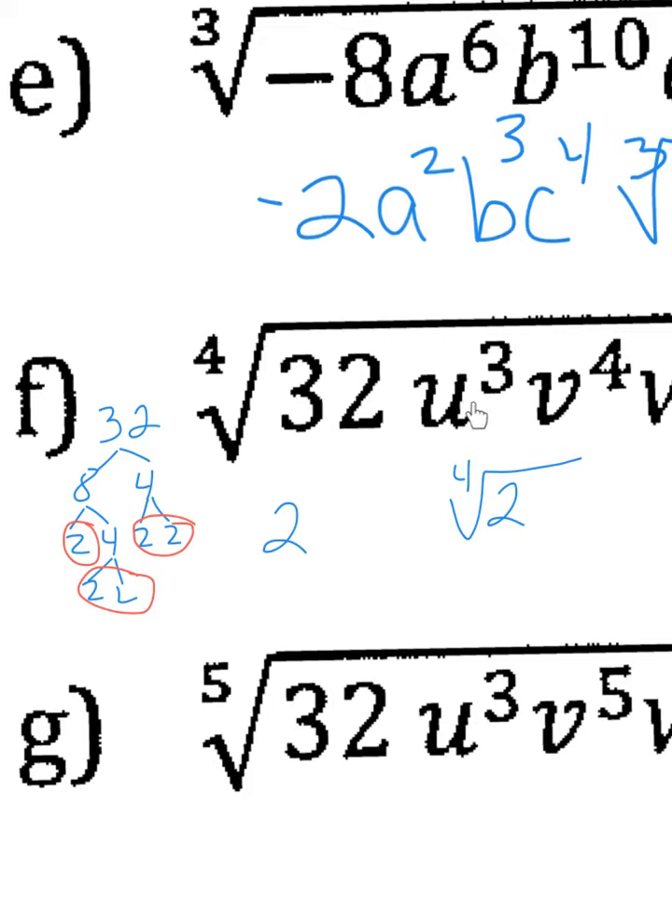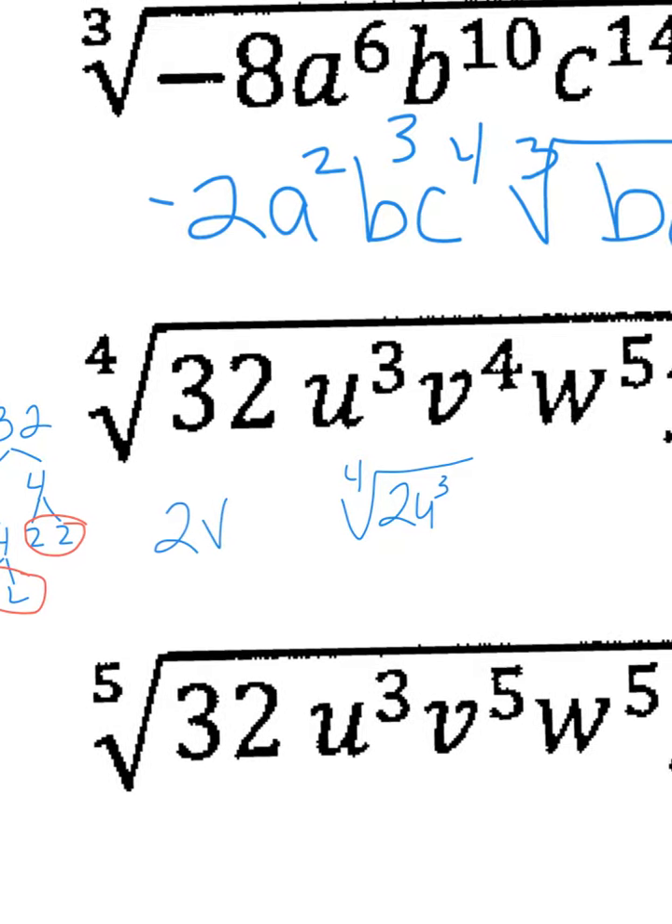And then we start looking here. How many groups of 4 can we make out of u cubed? Well, 4 doesn't go into 3. There's not enough to make a whole group. So the whole thing is going to have to stay here in the leftovers. So we're going to have a u cubed here in the leftovers. Out of v to the 4th, we can make one group of 4. 4 goes into 4 one time, so there'll be one v here on the outside.